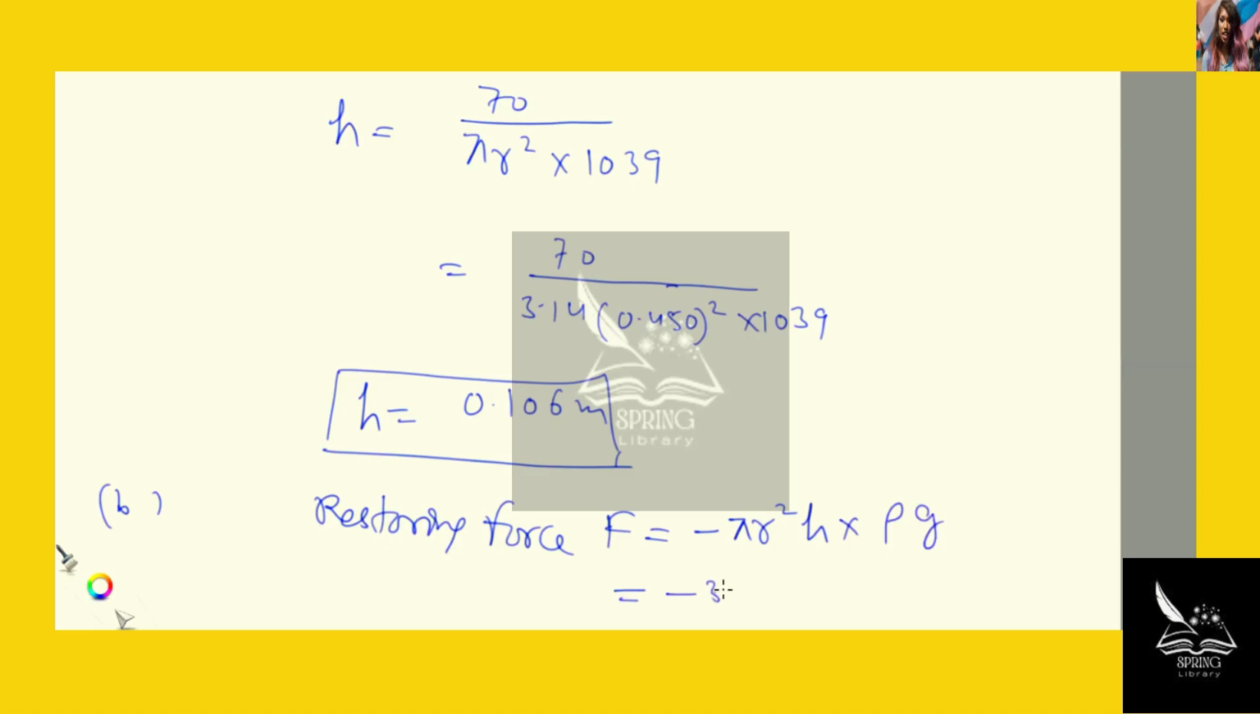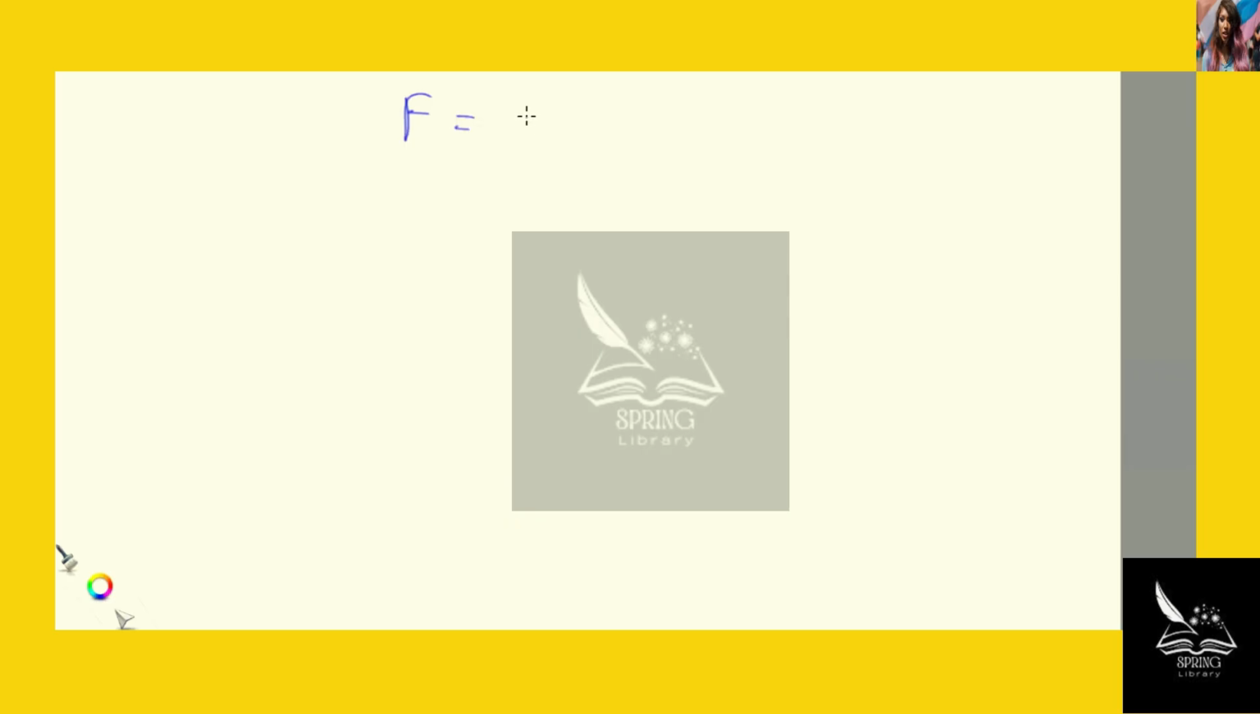So it comes out to be minus 3.14 into 0.450 to the whole square into, for density, the same 1039 into g, 9.8, and h finally, which is variable. So this force here comes out to be minus 6471.9 into h. Hence, as this force depends directly on the displacement, we can say this buoy will start doing a simple harmonic motion.